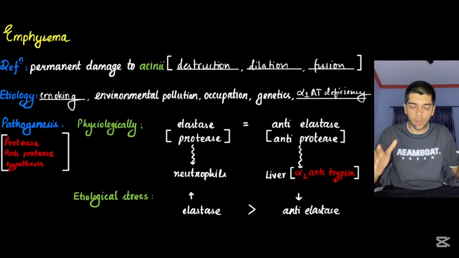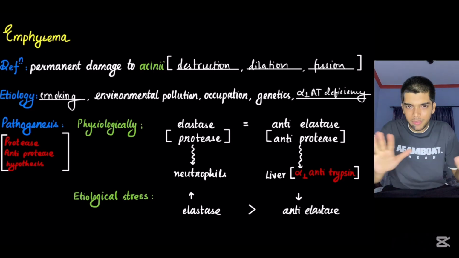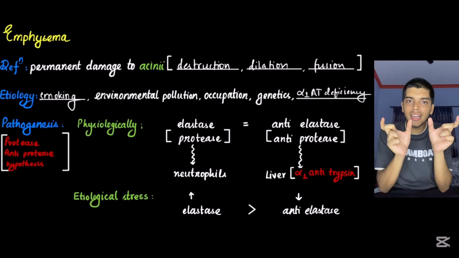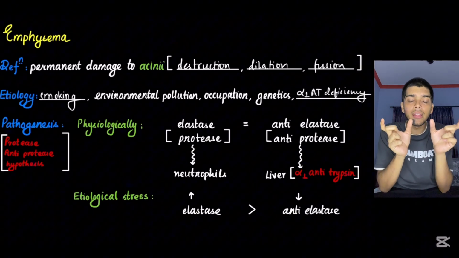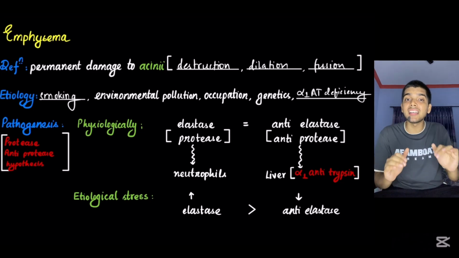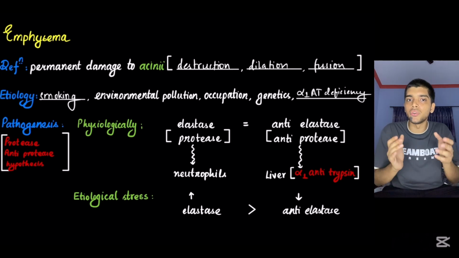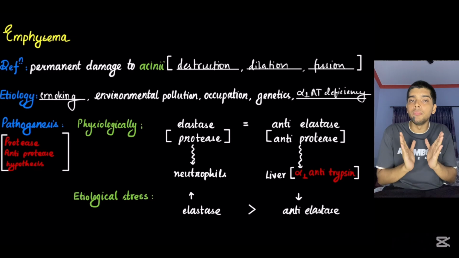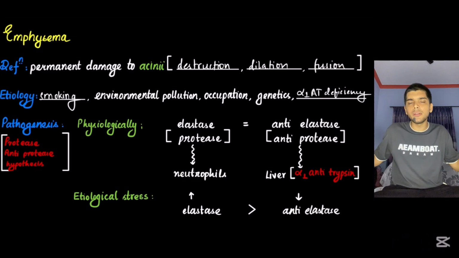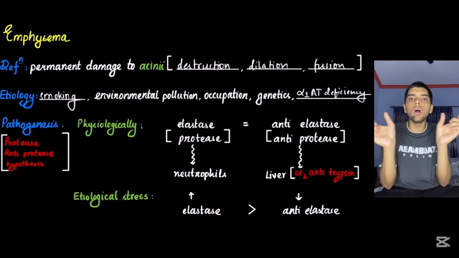Got it? No? Okay, hear me out. This is very simple. There is elastase that breaks down elastic tissue. There is anti-elastase that prevents the breakdown of elastic tissue. When elastase is more than anti-elastase, there is excess breakdown of elastic tissue. When there is excess breakdown of elastic tissue, the alveoli loses its ability to recoil, and the person gets emphysema. Normally in your body, elastase and anti-elastase are equal.